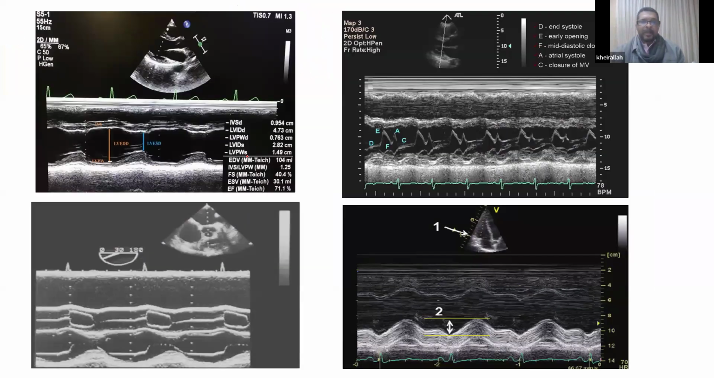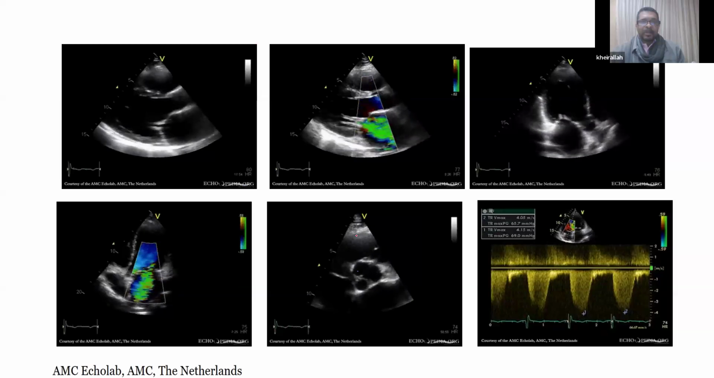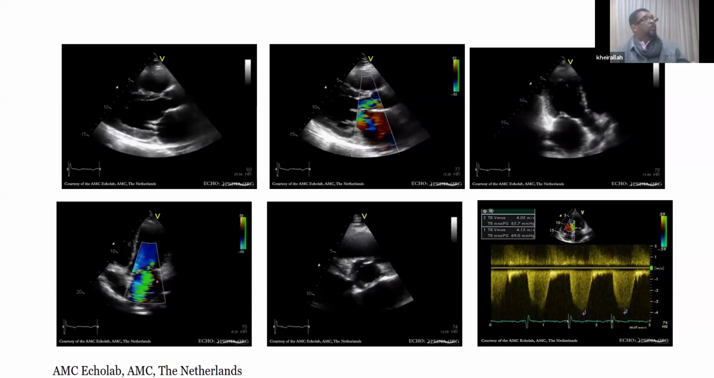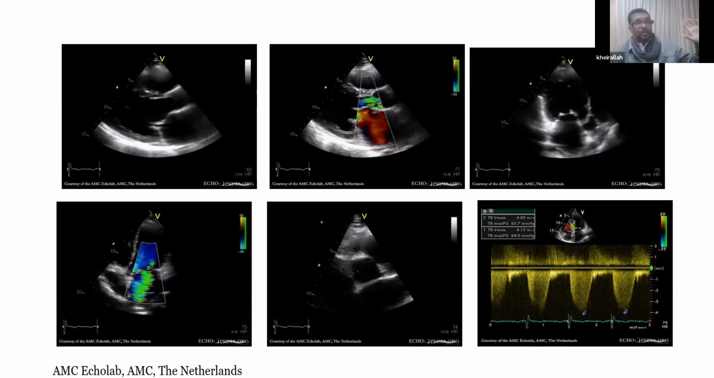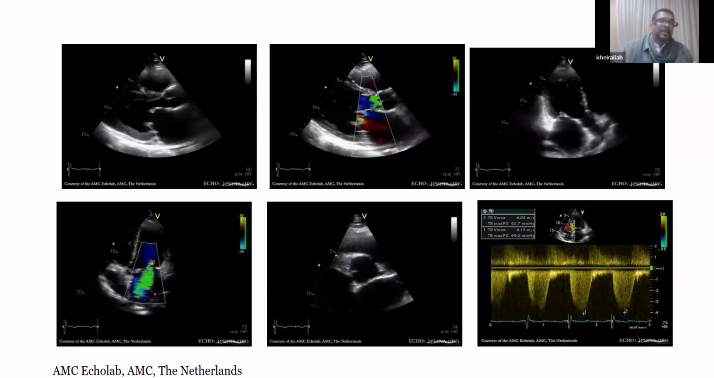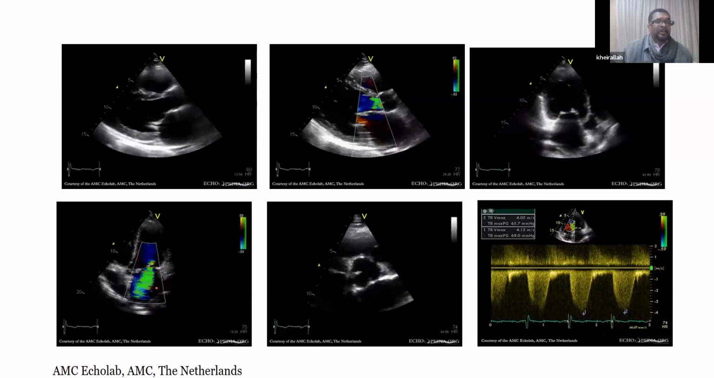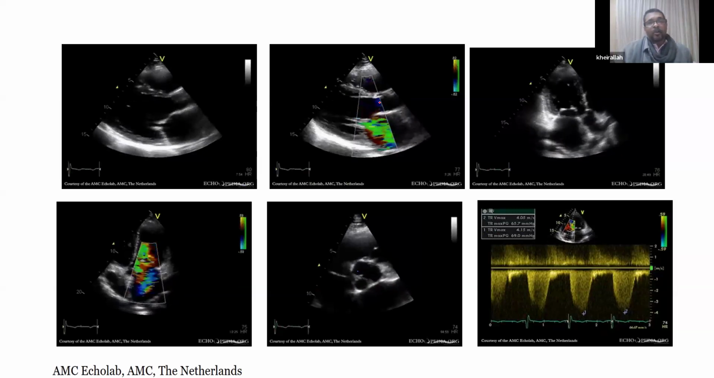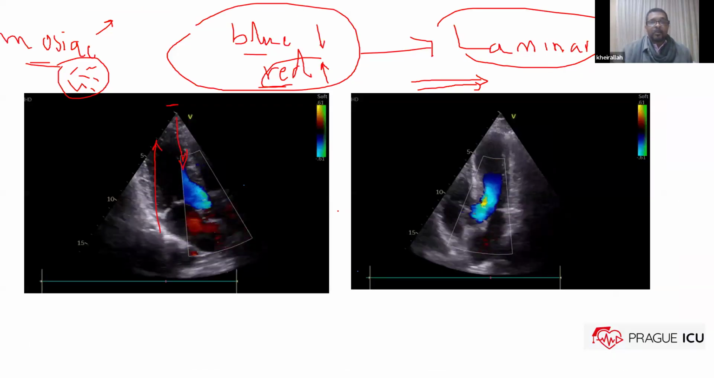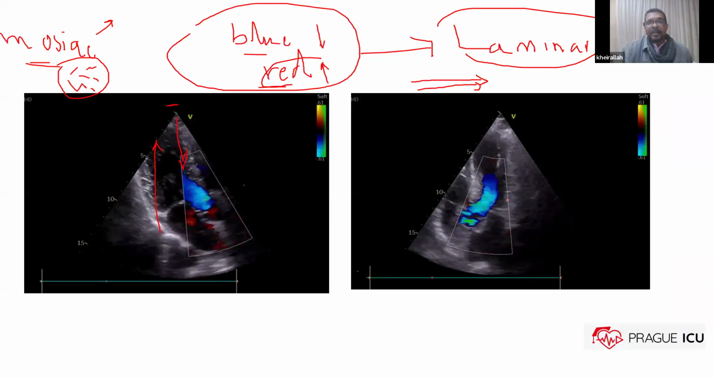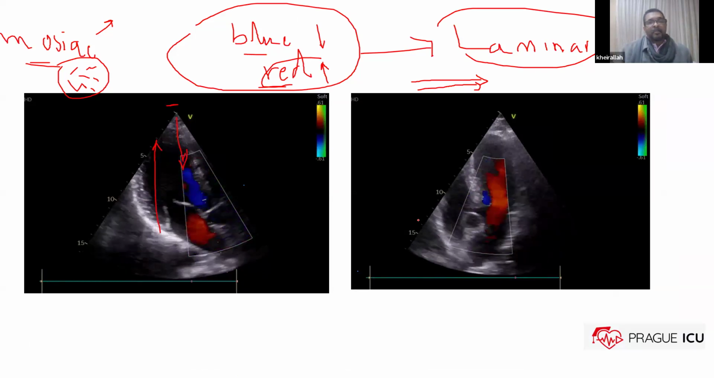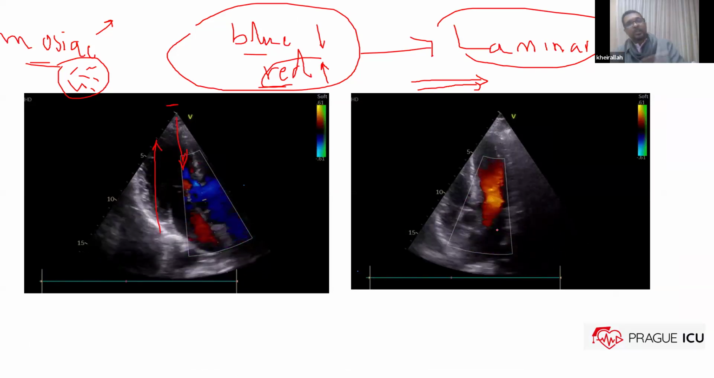Okay? For example, if I take this one here, look at this color. This is not blue and not red. Like this is not blue and it's not red. So this is mosaic color. That means there is a problem in the flow here. This is severe mitral regurgitation and also there is aortic regurgitation. But if you look in here, you see the flow is blue and red, blue and red, blue and red. So this is physiological flow.